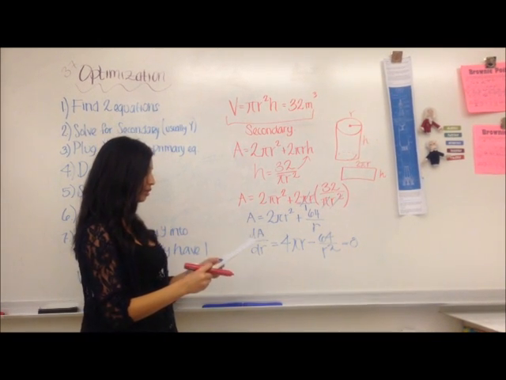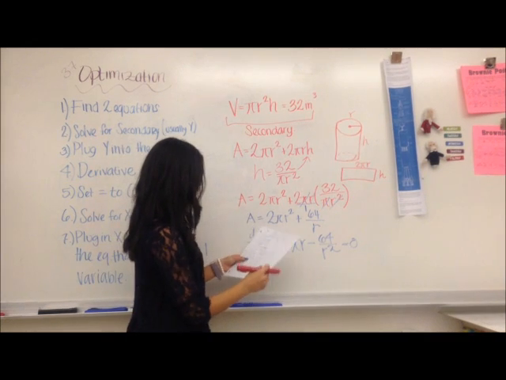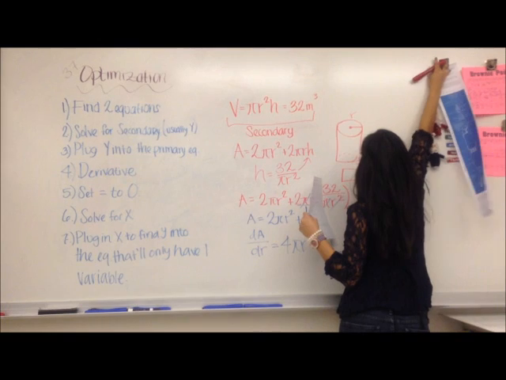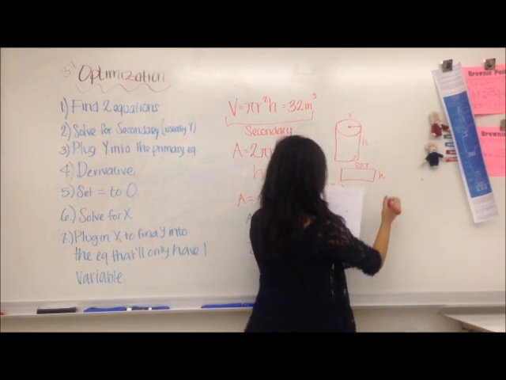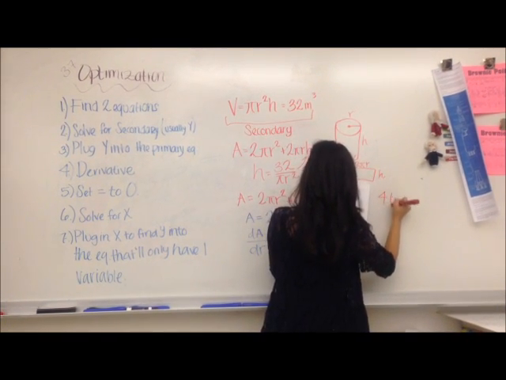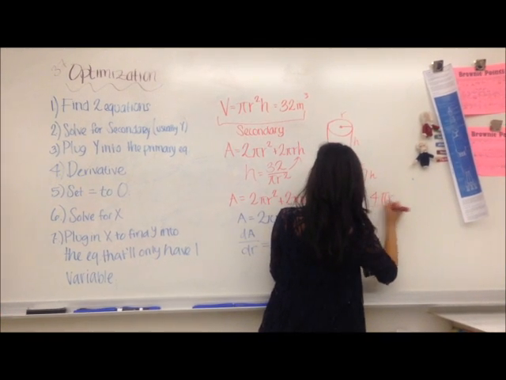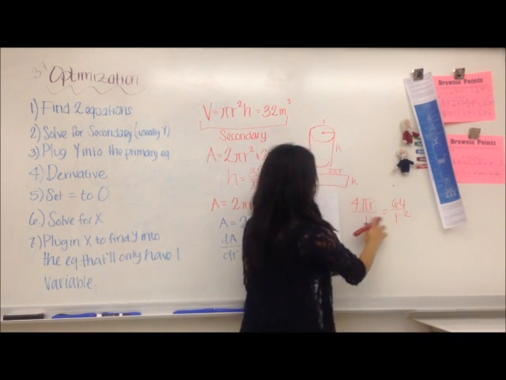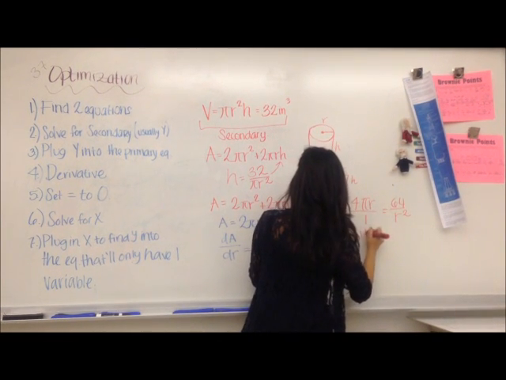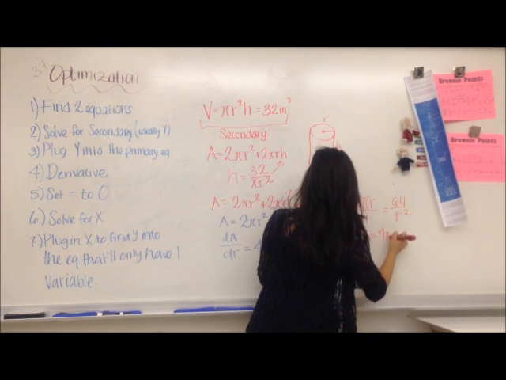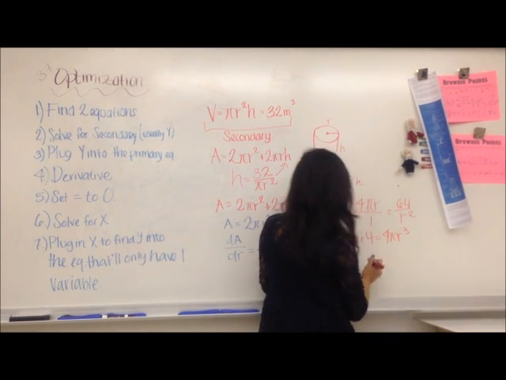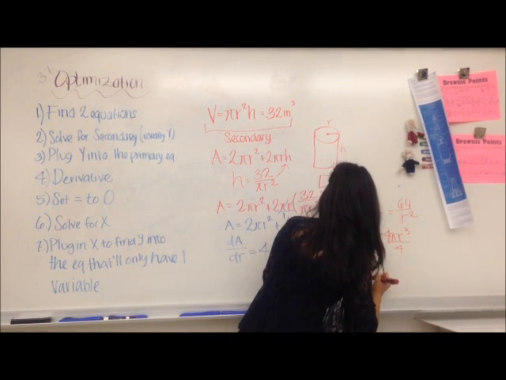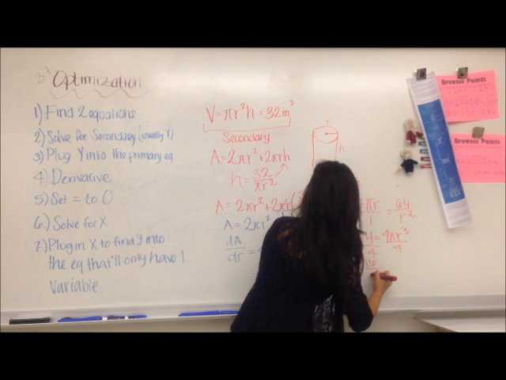Now your next step would be to solve for r. Cross multiply here. Divide by 4 on both sides, and you get 16 over pi.